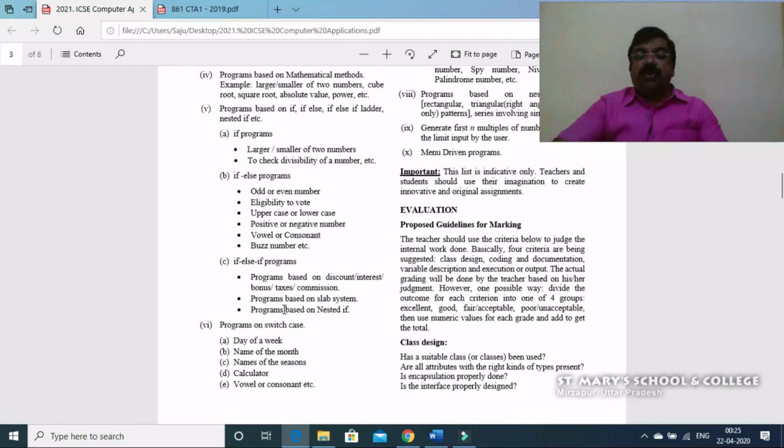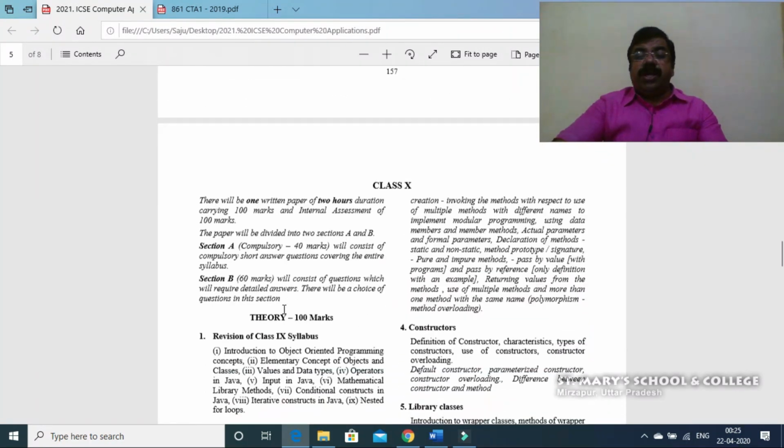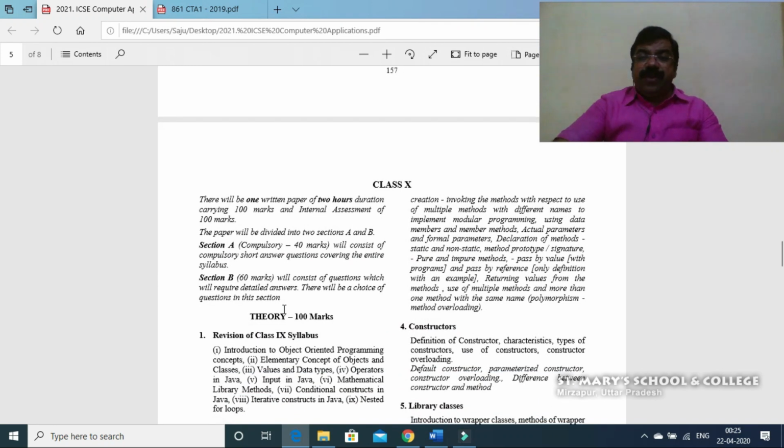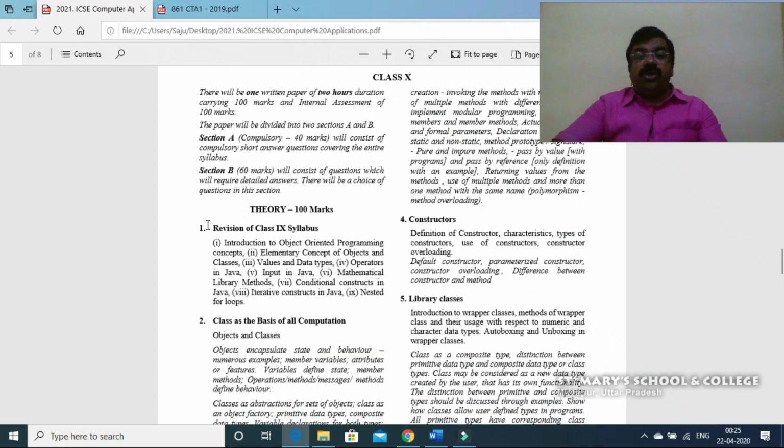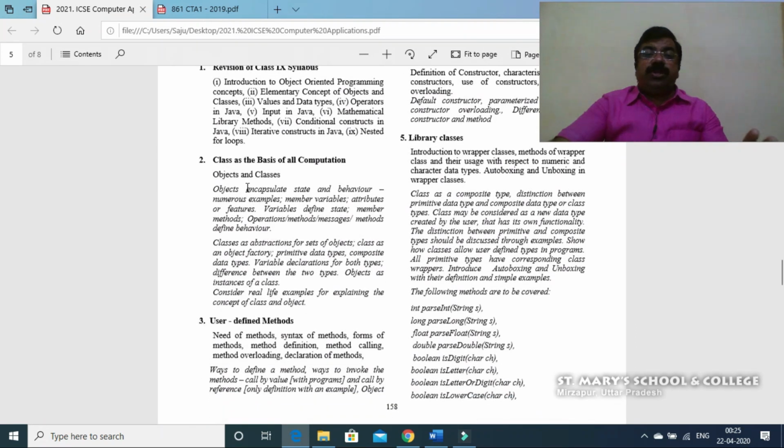Now we shall continue with the syllabus of class 10th. Here also we have a theory paper with 100 marks and internal assessment also with 100 marks. In the theory, the first part is revision of the class 9th syllabus. Here we will revise the entire portion whatever we have studied in class 9th, because it was a totally new concept for you all. Then after completing the revision, we will study about class as the basis of computation.